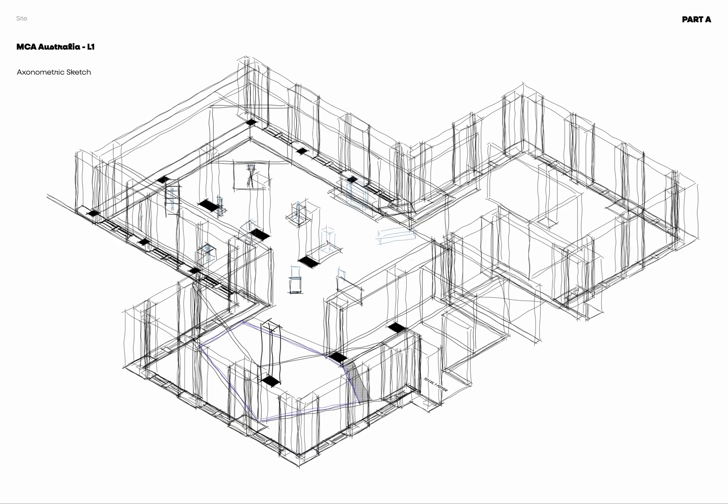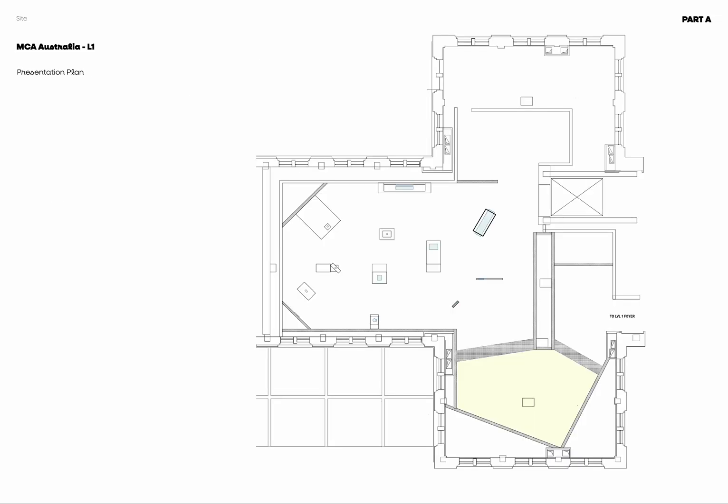So here's the axonometric sketch of my space, and you can see how the artworks are scattered around, and this is the entrance, and people will walk in here onto a ramp and the platform and walk down to the exhibition space. So here's a plan of my space.